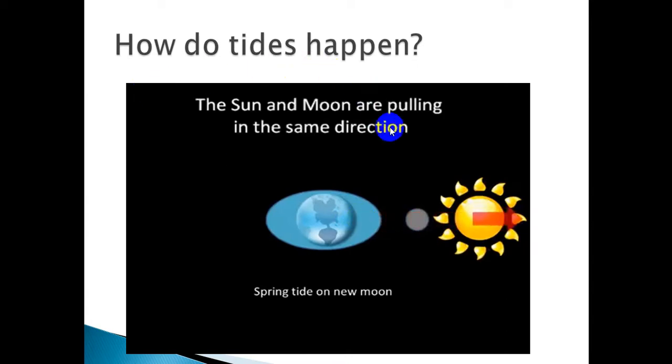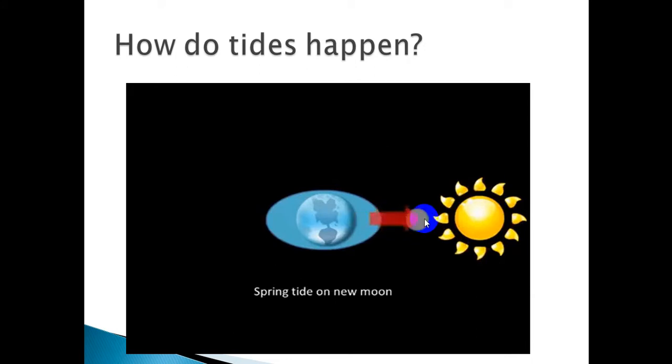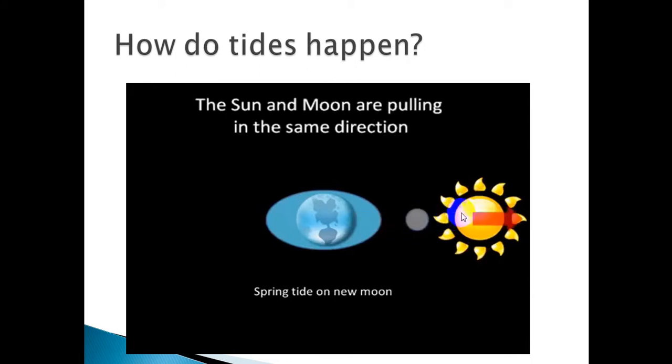How do tides happen? As we said in the previous slide, tides are caused by the gravity of the moon and the sun. The moon and the sun, both of them pull the water toward them. So because of the gravity of the moon and the sun, they both attract water toward them, and we call this spring tide.